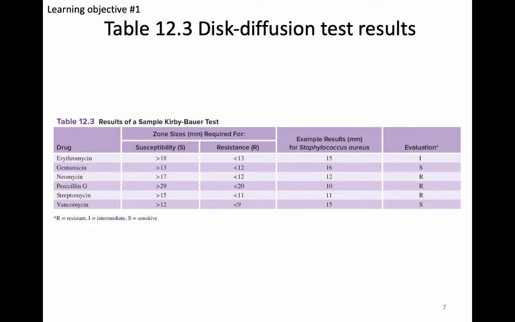We can look at the last line, vancomycin. So the zone of clearing around the vancomycin disc on the Staph aureus plate was 15 millimeters in diameter. So if we take that number and look at the zone size requirements, we see that 15 is greater than 12, so we're in the range of susceptibility. So Staphylococcus aureus is susceptible to vancomycin, meaning we could treat a Staph aureus infection with vancomycin, but we would not select neomycin because Staph is resistant to this antimicrobial.